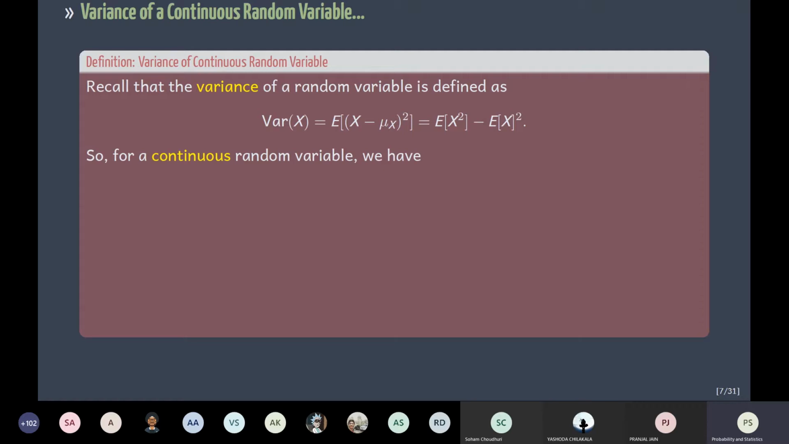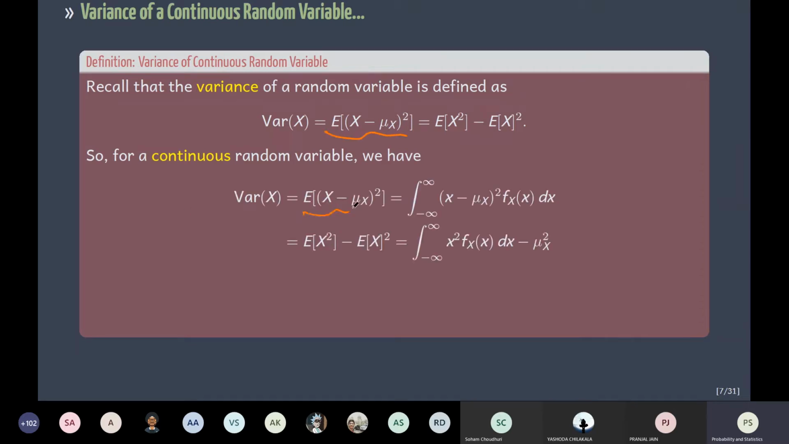For a continuous case now, we have the variance of x with the same formula, but the expectation computation changes. In the discrete case we have summations, but here we have an integral. So it will be the integral from minus infinity to infinity of (x minus mu) squared, which is the function g(x) of the random variable, times the PDF of x. That's how we compute the expectation of g(x).